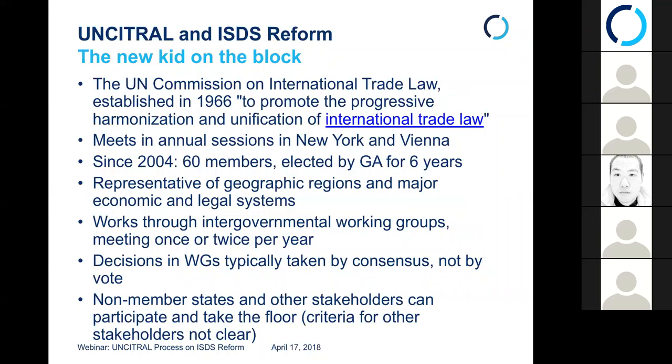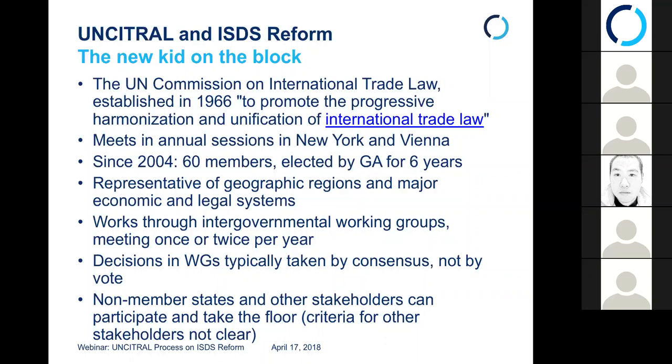UNCITRAL, in a way, is the new kid on the block on investment law and policy. And we know the traditional organizations working on investment law and policy are, of course, UNCTAD and also the OECD. Both organizations have done tremendous work on these issues, including on reform proposals and identifying problems with the current system. So, because many are not so familiar with UNCITRAL, I thought I would just give a bit of background on the organization.